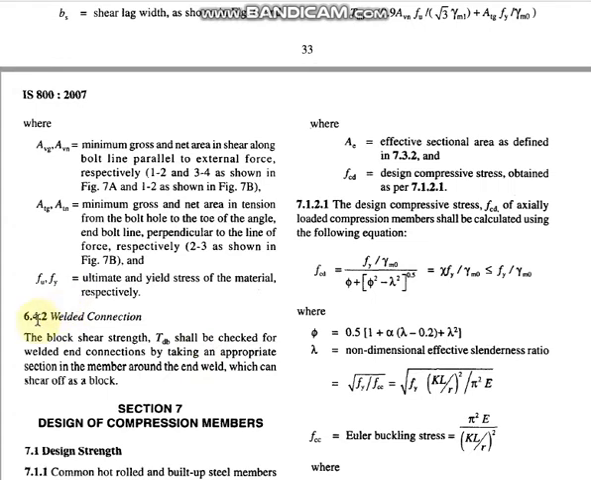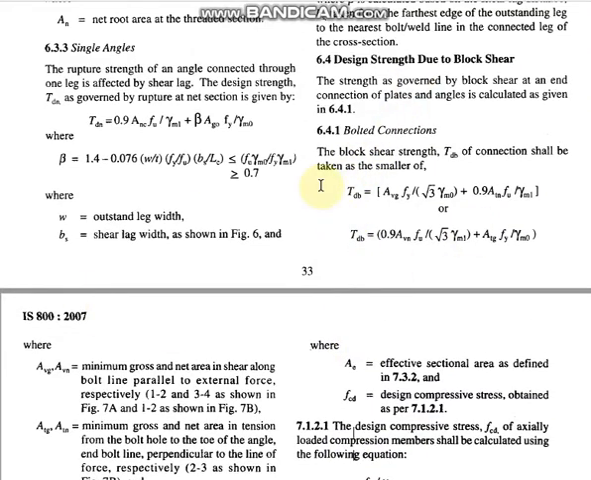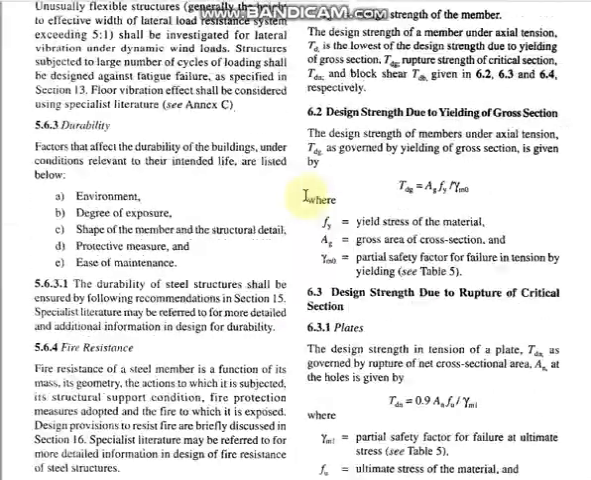Similarly, clause 6.4.2 gives the block shear strength for welded connection. The block shear strength Tdb shall be checked for welded end connections by taking an appropriate section in the member around the end weld, which can shear off as a block. These are the three strengths we have to calculate while designing the tension member.